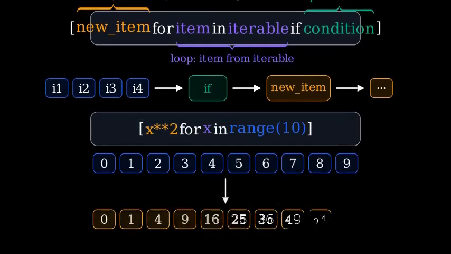Example 1. Build the squares of 0 through 9. The iterable is range of 10, there is no filter, and the transform is x squared. Watch inputs flow to outputs.